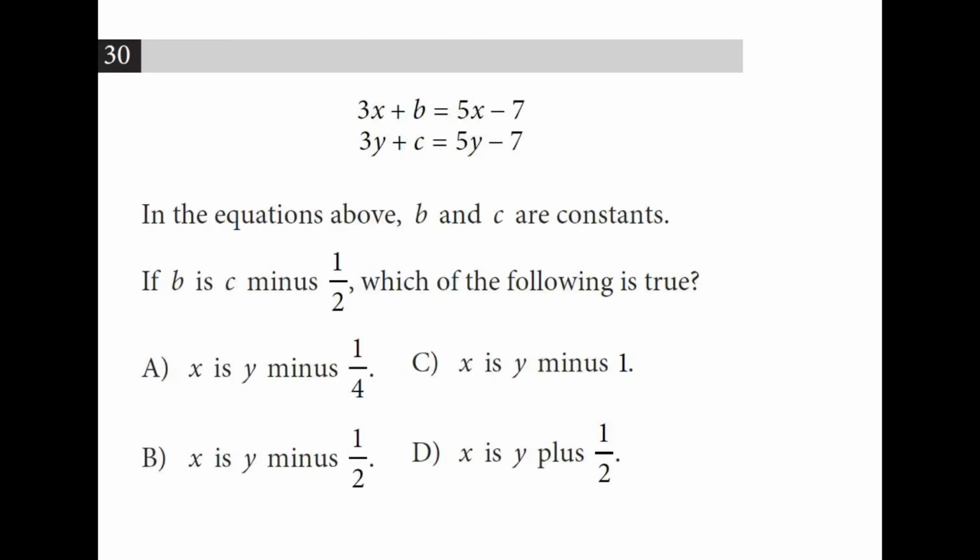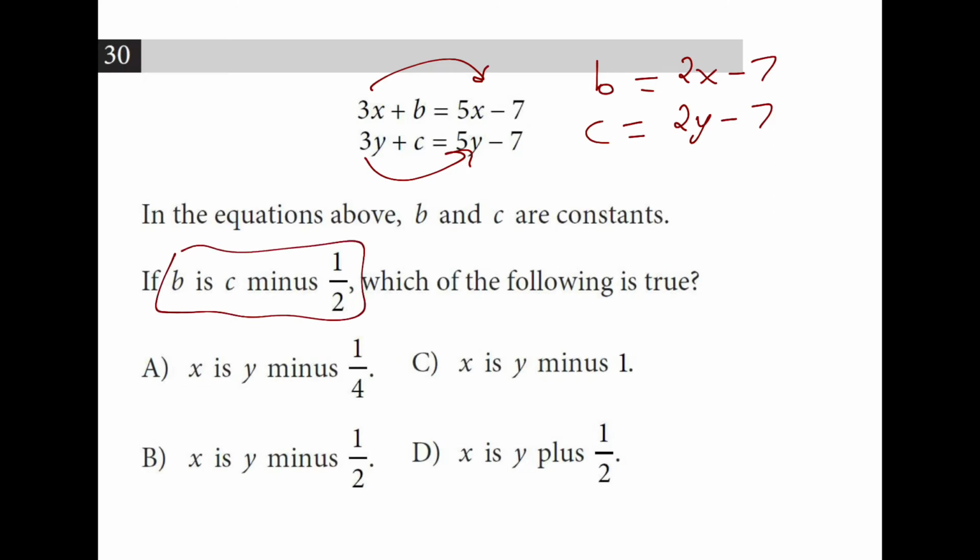So the first thing I'm going to do is move the x's over here and the y's over here. So I have B is equal to 2x minus 7, and C is equal to 2y minus 7. Now they tell me that B is C minus a half. So I can just erase that and put C minus 1/2. So if I add 1/2 to both sides, I have C is equal to 2x minus 6.5.